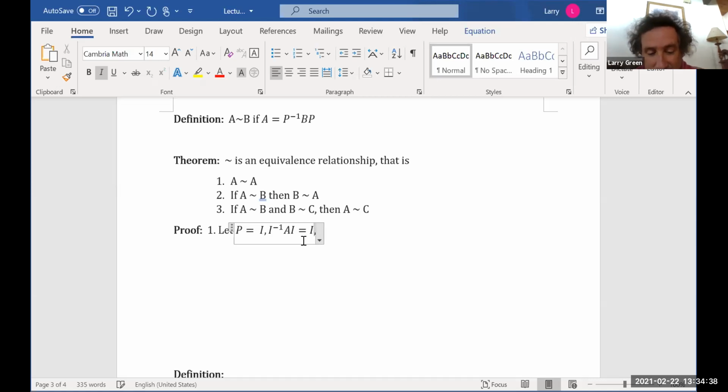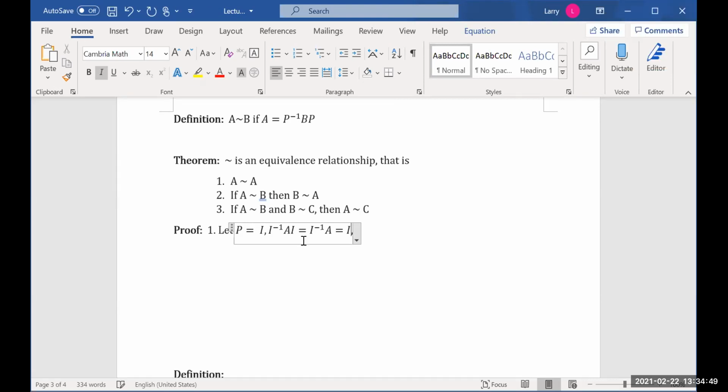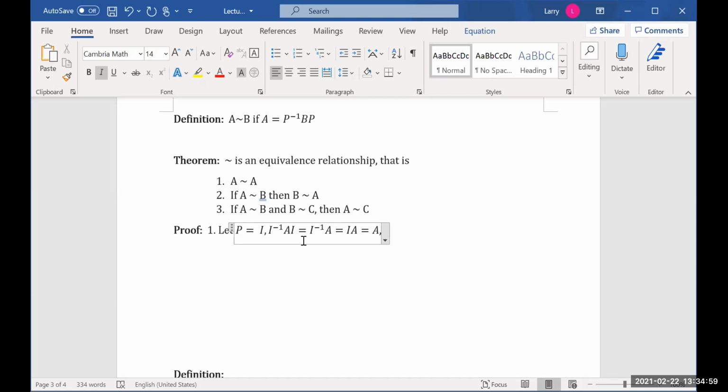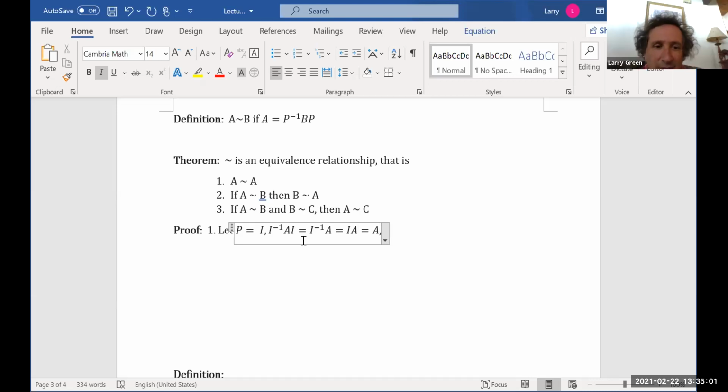Let's just do it one at a time. A times the identity is A, right? But what's the inverse of the identity matrix? I. That's IA. But what's I times A? A. And I'm done. Do you see how that works? So I've proven that A is equal to P inverse A times P, and I picked the easiest P I can imagine. Do y'all agree?